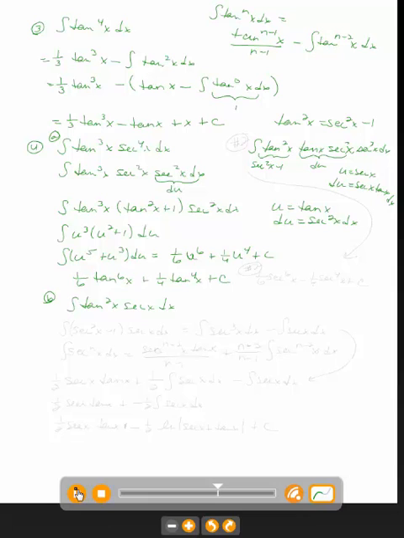It would say 1/6 secant to the 6th of x minus 1/4 secant to the 4th of x plus c. Now they look different, but if you use the identity 1 plus tangent squared of x equals secant squared of x, they will be the same thing. So there are two ways of doing that one. This is the second way. I'll mark it number 2, and then this would be my number 2 answer.